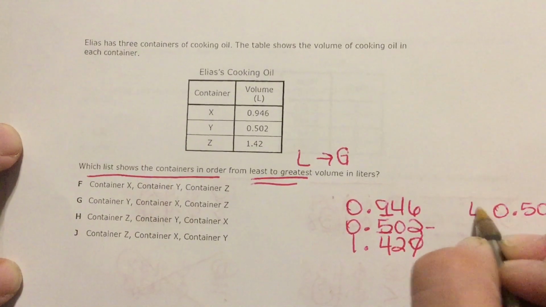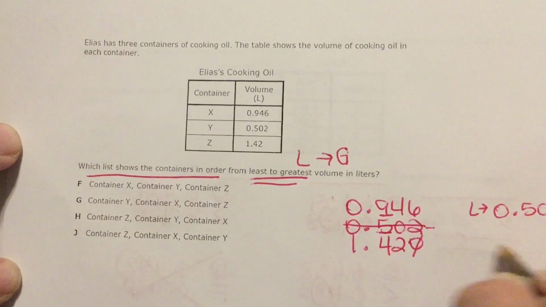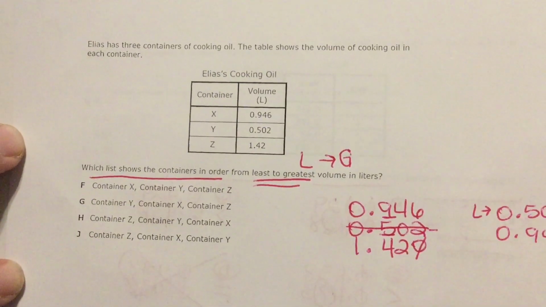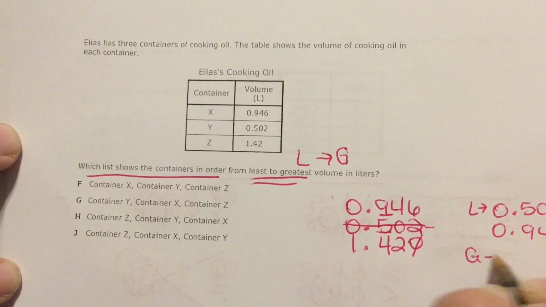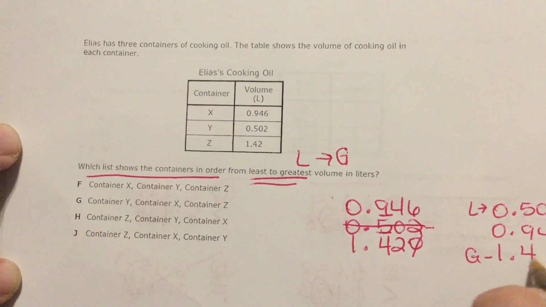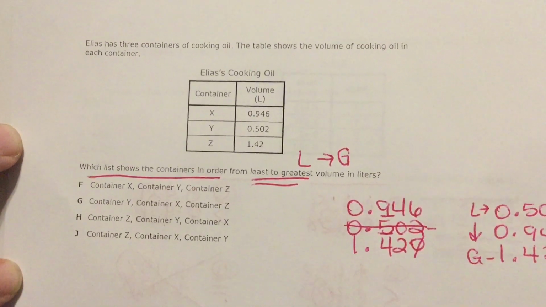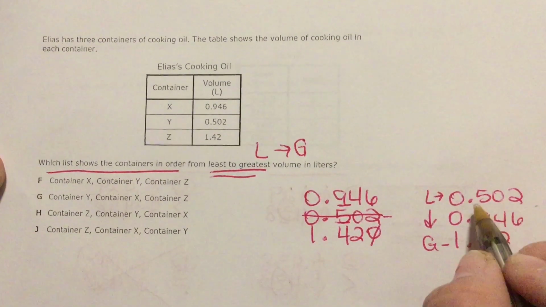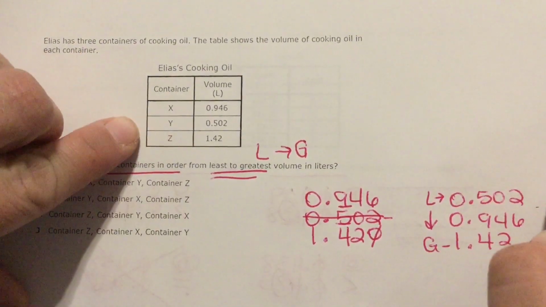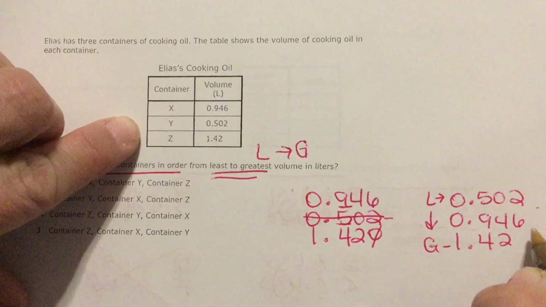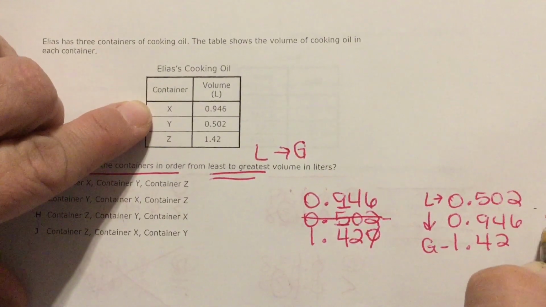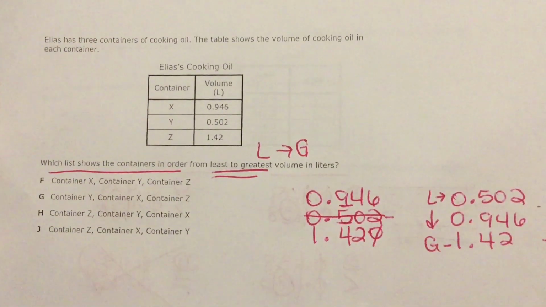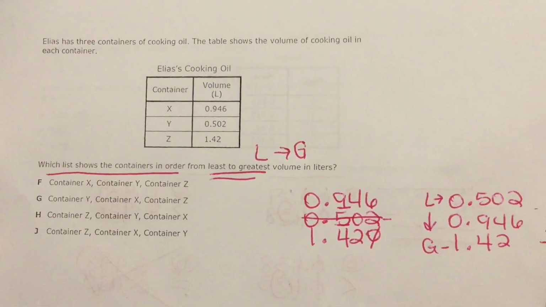0.502 is least, which means 0.946 is second, and then the greatest is going to be 1.42. So we just put them in order from least to greatest. All right, so 0.502 is Y, 0.946 is X, and 1.42 is Z. So you're looking for the containers Y, X, Z.